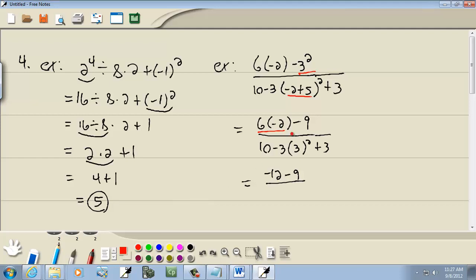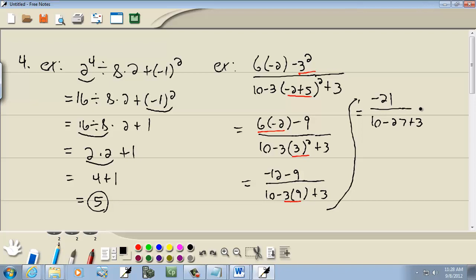Back down below, there's nothing left to do inside of parentheses, so exponents. I can do 3 squared. So I got 10 minus 3, and 3 squared is 9, and everything else carries down. Now up on top, there's nothing left to do except for the addition and subtraction. So we got -12 and -9, that gives us -21. Now down below, there's no more exponents, multiplication division. Well, I got 3 times 9. So that gives us 10 minus 27 plus 3.